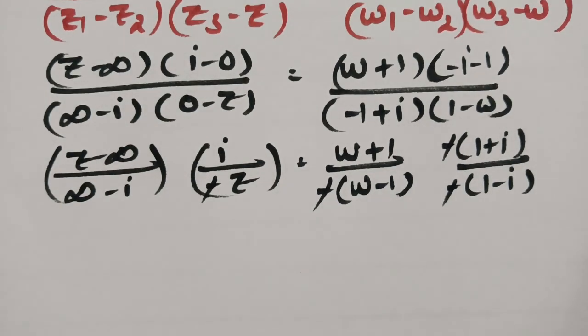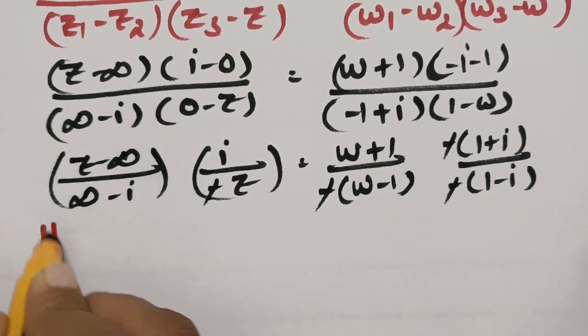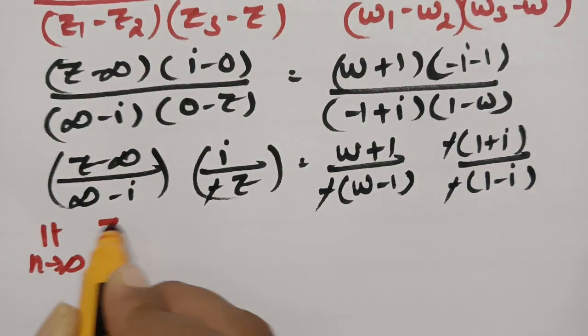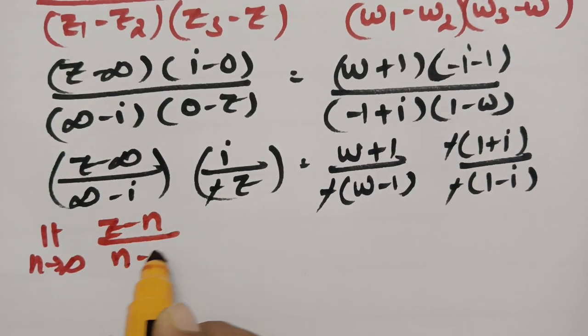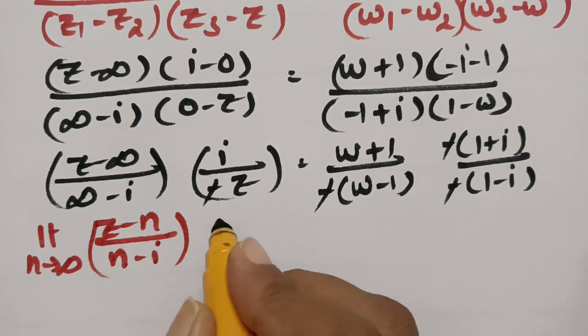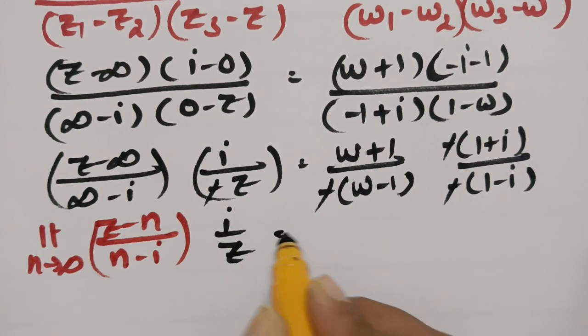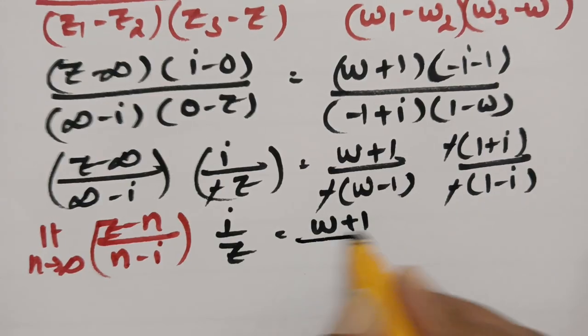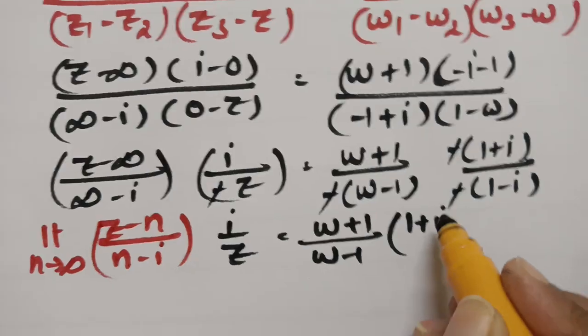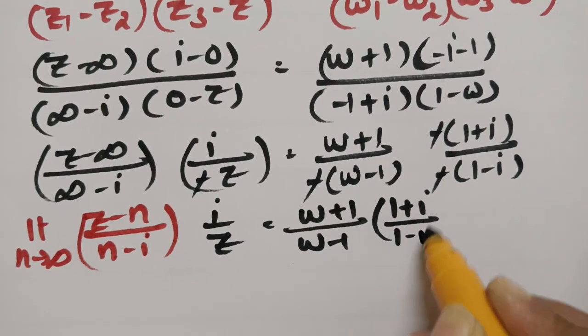Now I'm going to write this as limit n tends to infinity. In place of infinity, I am substituting n here. So this is n minus I, so this will be I by Z, and this is W plus 1 by W minus 1. Here this is 1 plus I, and this value is 1 minus I.